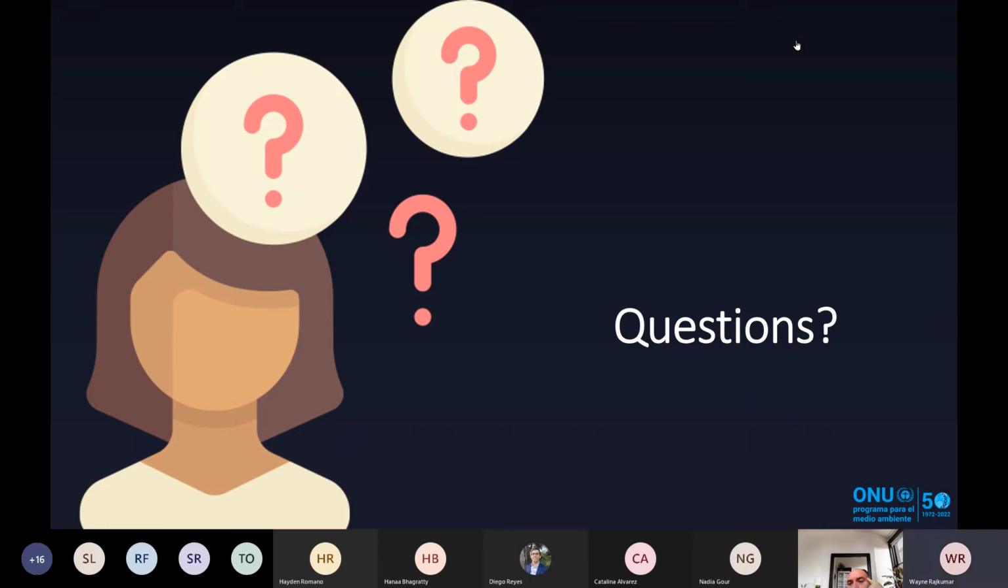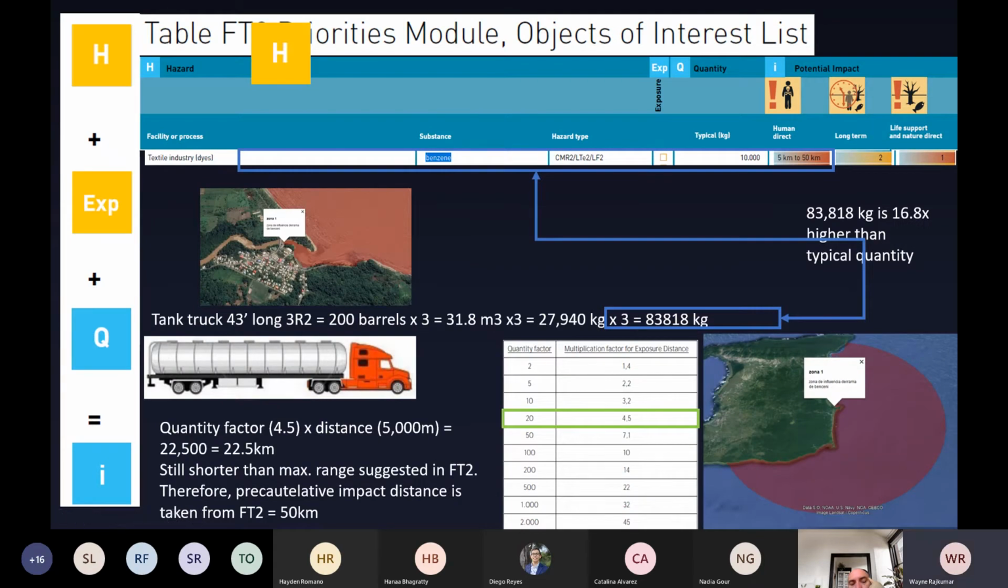Juan, could you just go back one slide? Right. So your quantity factor. You determined that the quantity of the benzene is 83,818 kilograms. And then you said you used expert judgment to apply a quantity factor of 4.5 to the distance. Where did you get the quantity factor from?